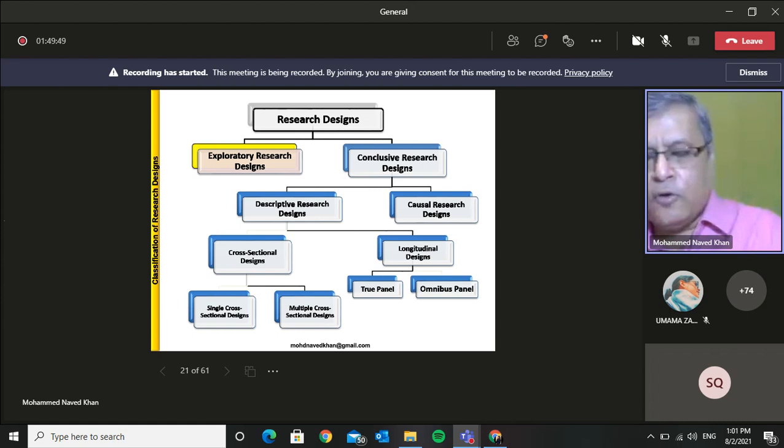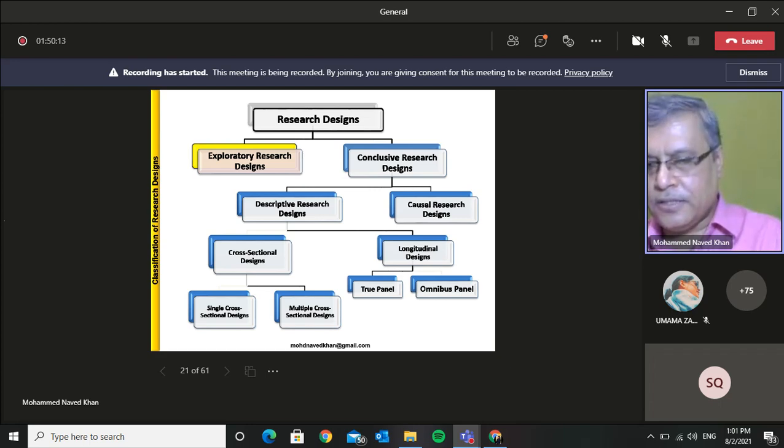As far as true panel and omnibus panel are concerned, in true panel, the subject of interest remains the same. In omnibus panel, the subject of interest varies. Each time we approach the individual or panel which is fixed, or the sample which is fixed, the subject of interest may be different as far as omnibus panel is concerned.